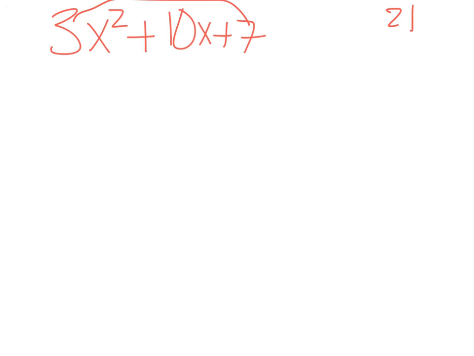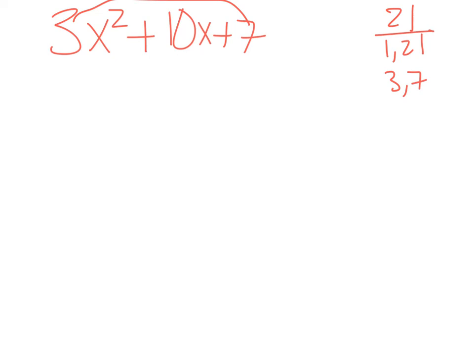Okay, so now we're going to try another example. 3x squared plus 10x plus 7. So what we're doing here, since we have a number in front of the x squared, we cannot factor out the 3. We're going to have to do factoring by grouping. So factoring by grouping starts with multiplying the coefficient in front of the x squared times the constant. And then I list those factors.